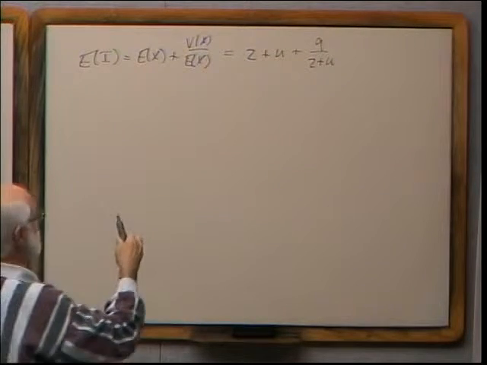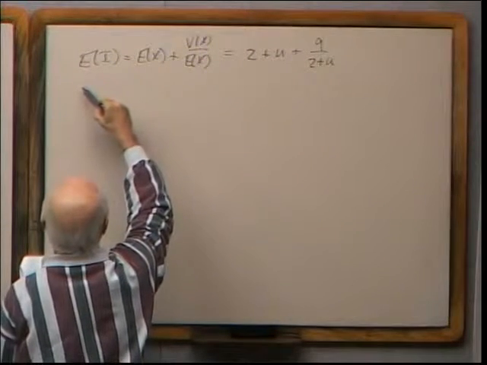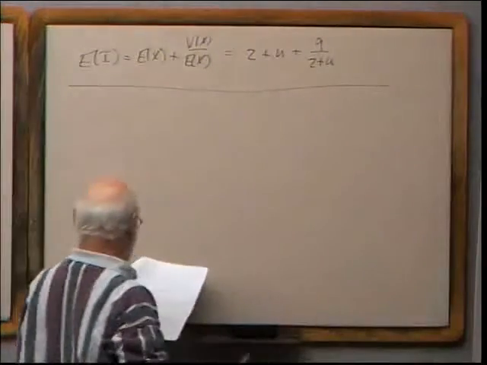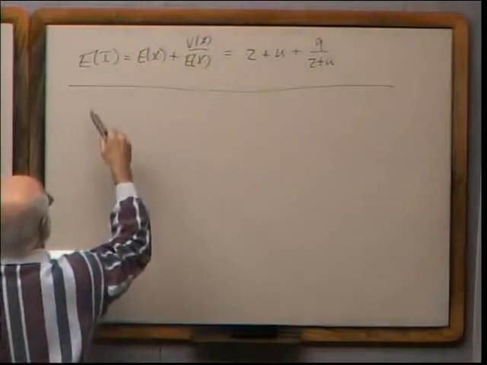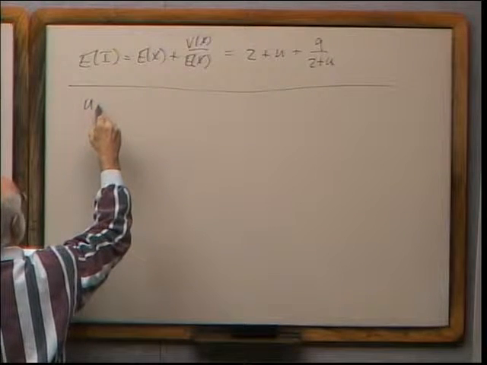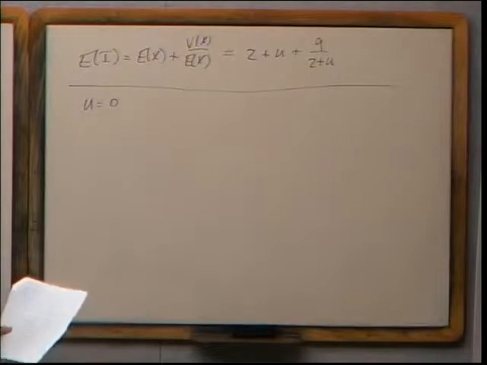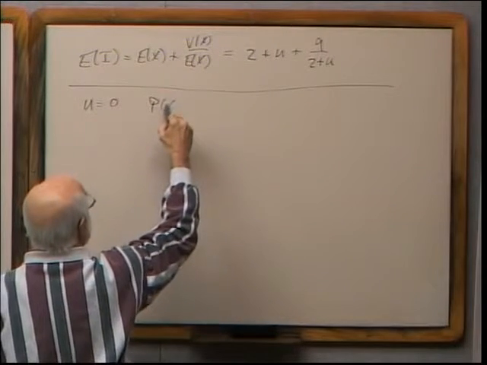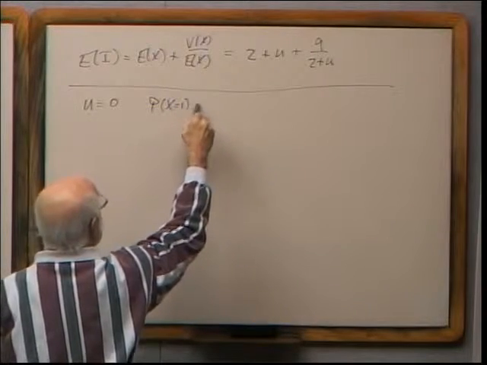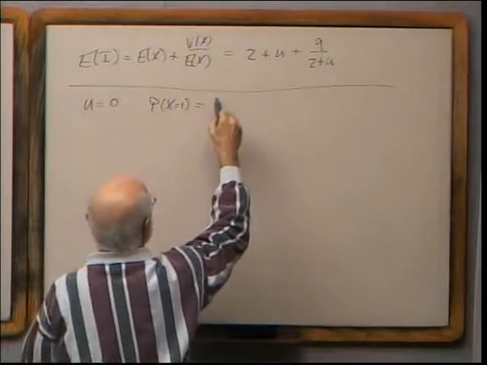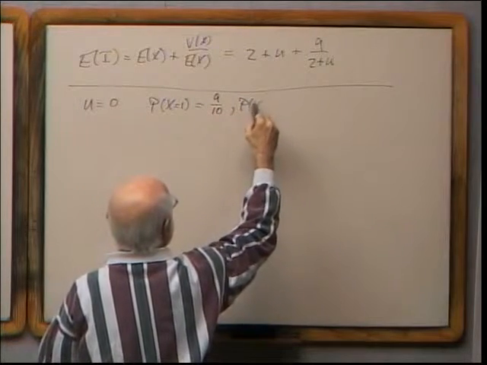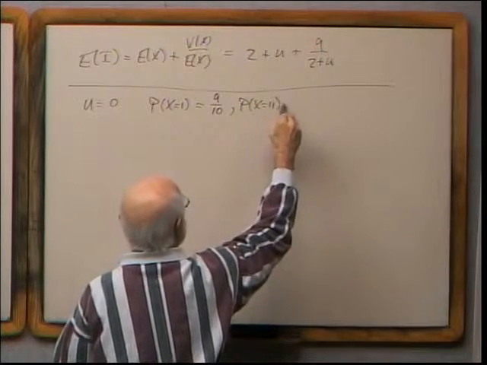So let me draw a picture here, which I think should convince everybody, give you understanding as to what's going on. So first of all, let's take the case when the u value, the constant that I add on, is equal to 0. So when u is equal to 0, that means that the probability that x equals 1 is equal to 9/10. And the probability that x is equal to 11 is equal to 1/10.